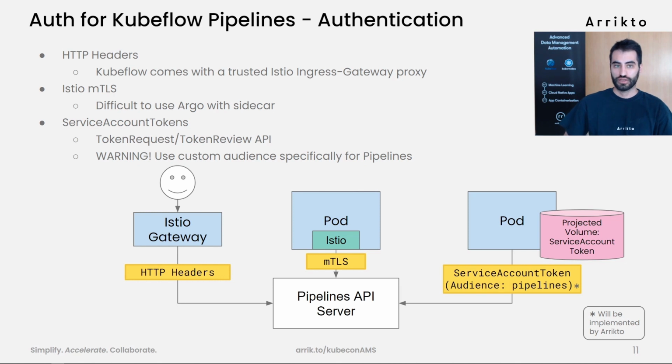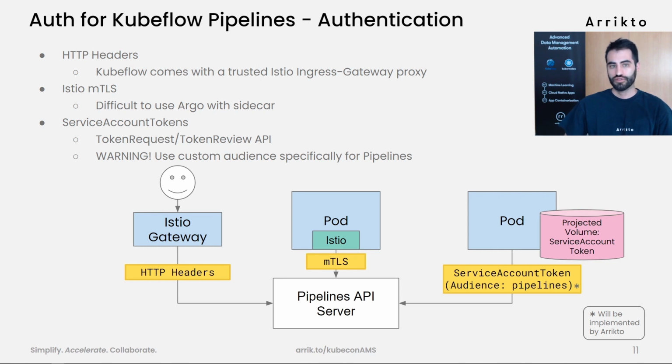Then let's talk about authentication. As we saw, the Kubernetes API server supports various ways of authentication. We want to support that in the Pipelines API server as well. We want to be able to authenticate users as well as service accounts. So we designed the following ways of authentication. First of all, a user can authenticate with OIDC at the istio gateway provided by Kubeflow, and then authenticate to the Pipelines API server via HTTP headers. Here, the istio gateway acts as a trusted authentication proxy.